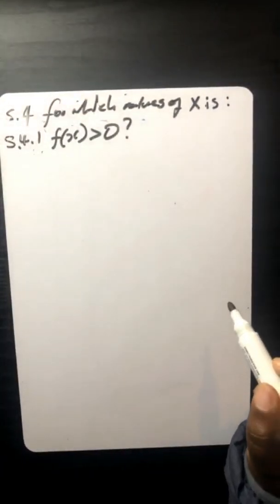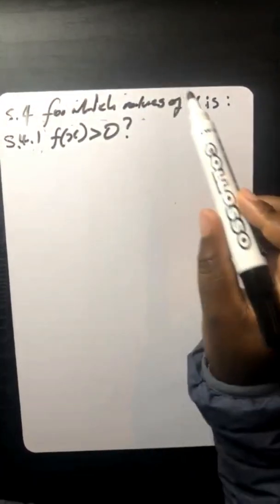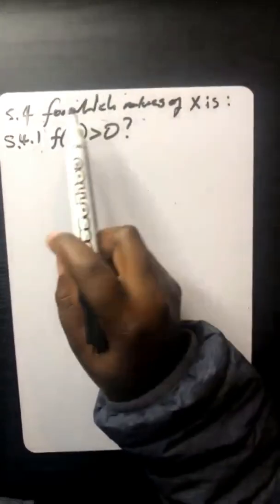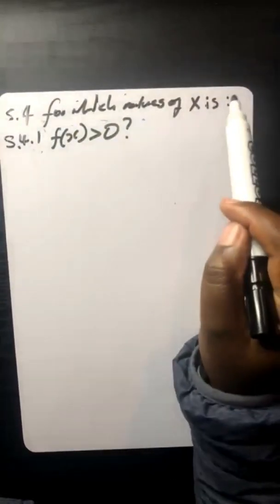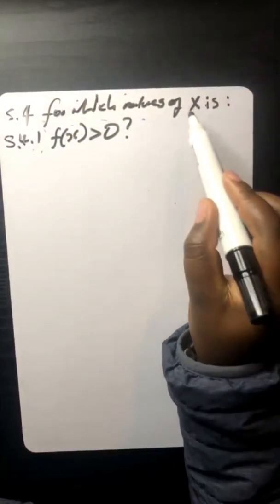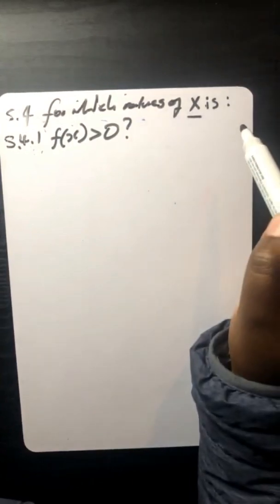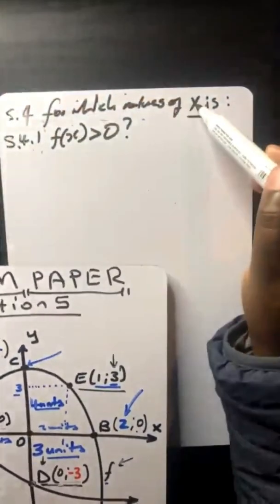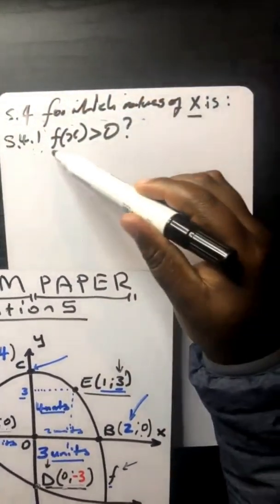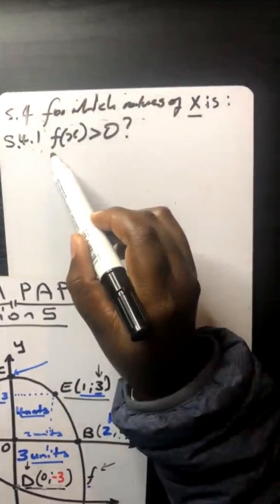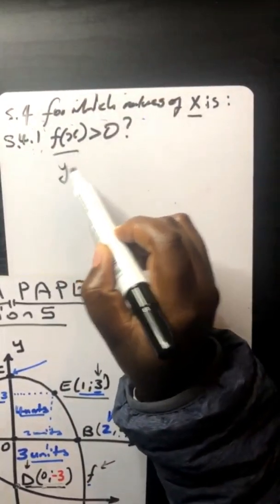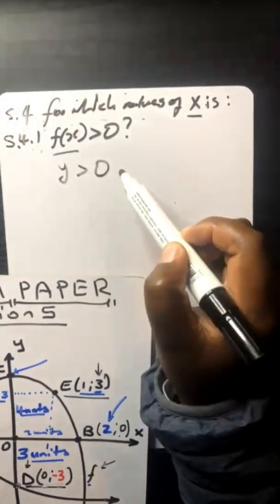So here's the trick, guys. They are actually asking about the x value. So when you answer, you must give the x values. Don't give anything else other than the x values, because the question says for which values of x, and then they say is this graph for Bra George actually greater than 0.